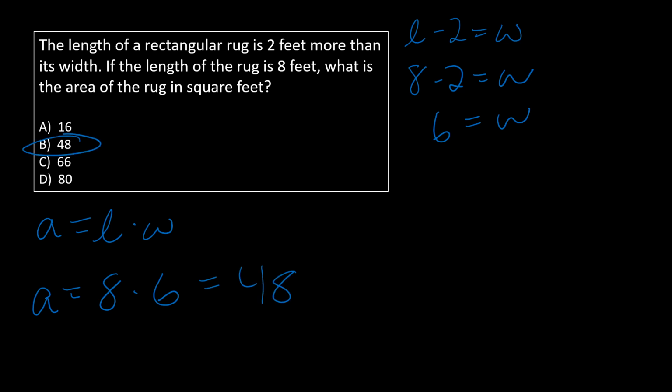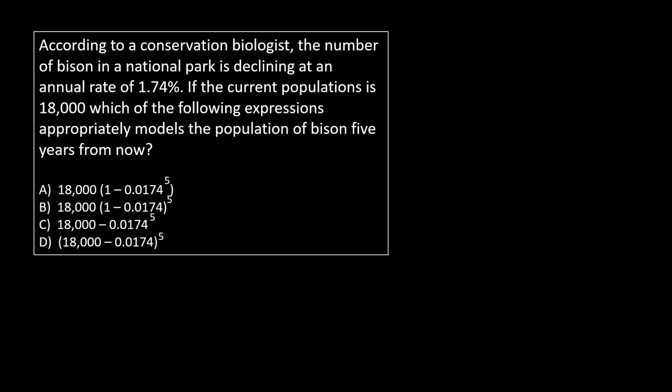All good. Let's keep moving here. According to a conservation biologist, the number of bison in a national park is declining at an annual rate of 1.74%. The current population is 18,000. Which of the following expressions appropriately models the population of bison 5 years from now?